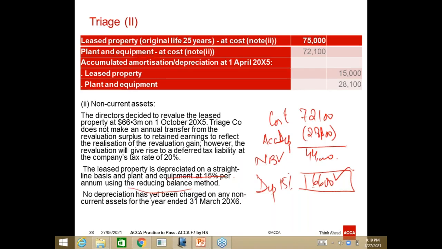Would it go in the same caption as the current tax? No, current tax is reported in current liabilities, but the deferred tax should be reported in non-current liabilities. What if it was a straight line solution? If it was a straight line question, you simply need to divide it by the useful life or apply the percentage on the cost.